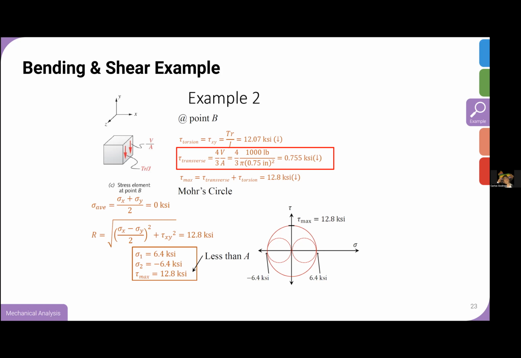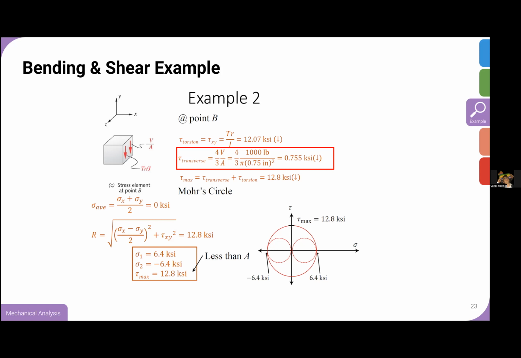We have a circular profile, really simple. It's just 4/3 times your shear force divided by your area. The shear force in this section is just going to be a pure 1,000 pounds from that force acting down. And so we get 0.75 KSI for transverse shear. When we get to Mohr's circle, this will make a little bit more sense. But to find your max shear stress, you then add your transverse shear and your torsional shear together.